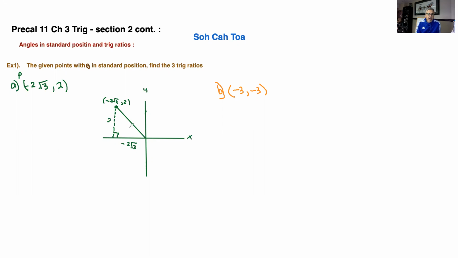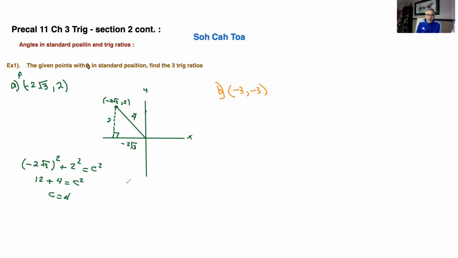Now we could use Pythagoras to find out what the hypotenuse is, and the hypotenuse here will be: negative 2 root 3 squared plus 2 squared will equal c squared. That's 4 times 3, 12, plus 4 is c squared. So 12 plus 4 is 16. Square root of 16 is 4, so c equals 4. So therefore, we just found out that this is 4.